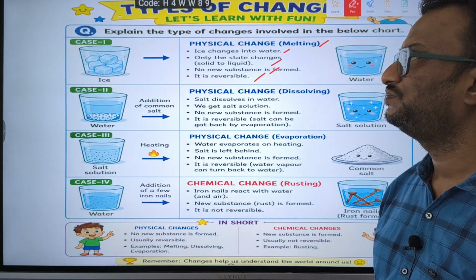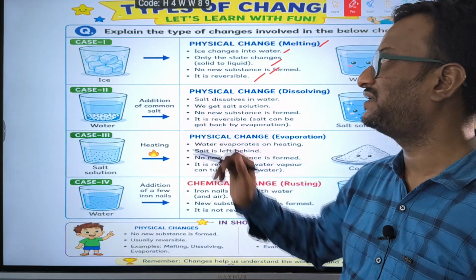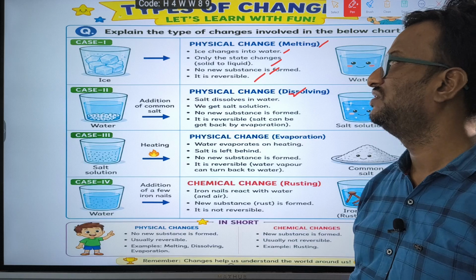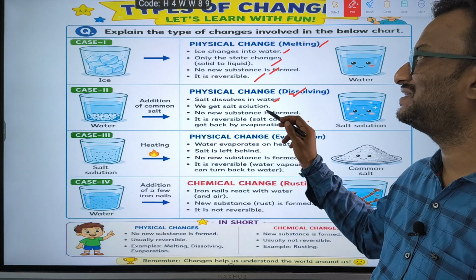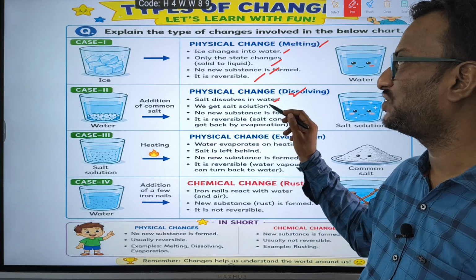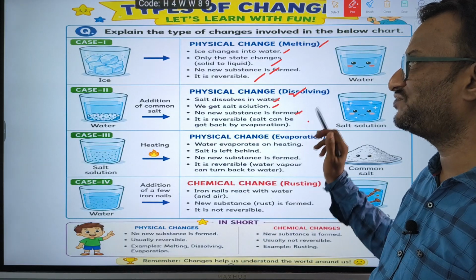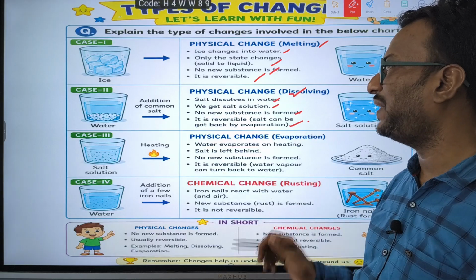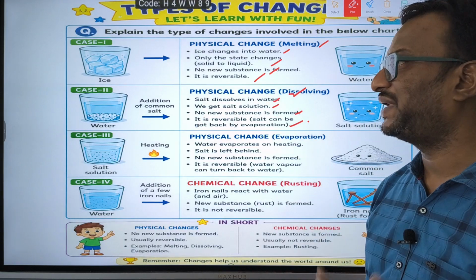Case 2, addition of common salt to water. It is called dissolving. It is a physical change. Salt dissolves in water, we get salt solution. No new substance is formed. It is reversible. Salt can be got back through evaporation.